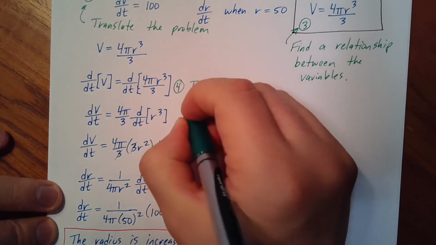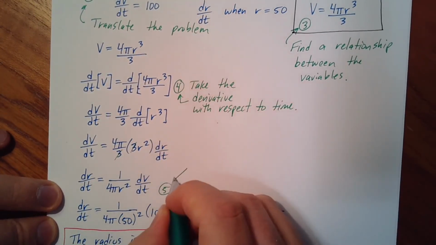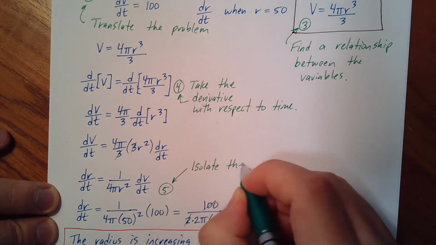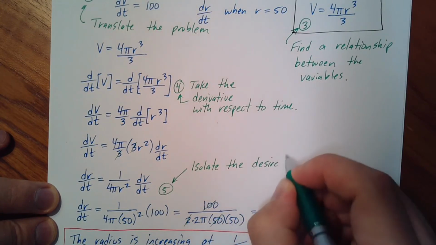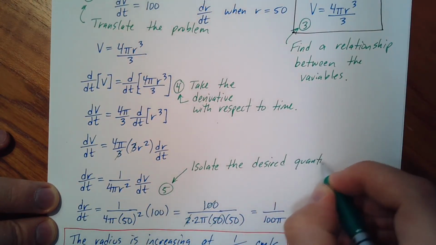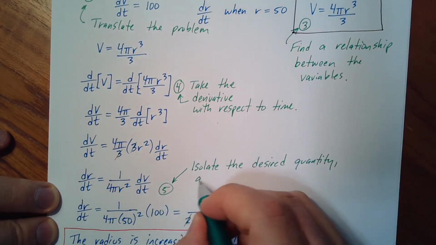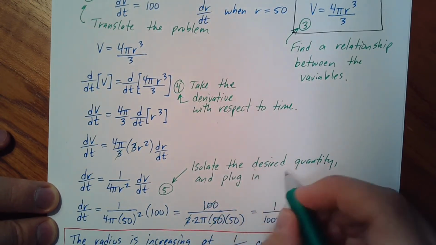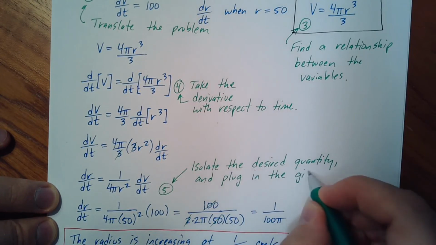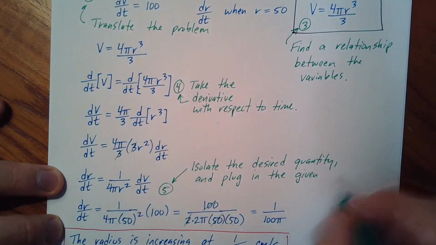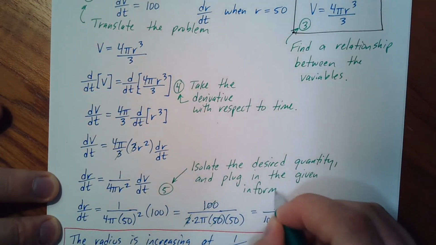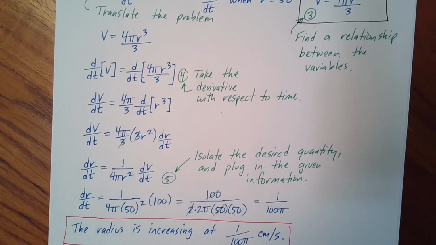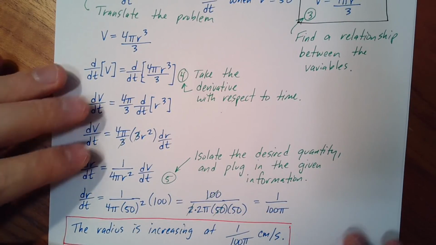So just to be consistent here, isolate the desired quantity and plug in the given information. Okay, so that is how to solve a related rates problem. It really comes down to those 5 steps.